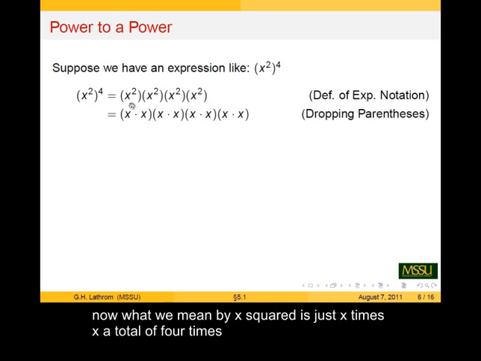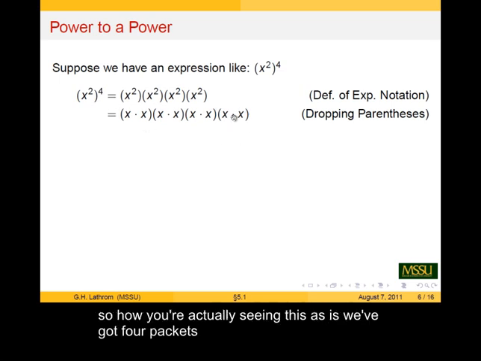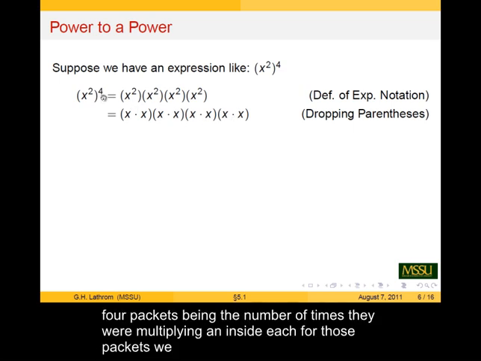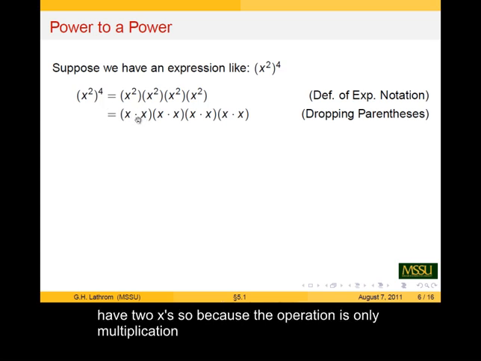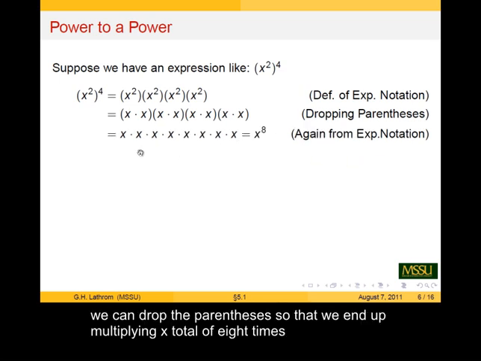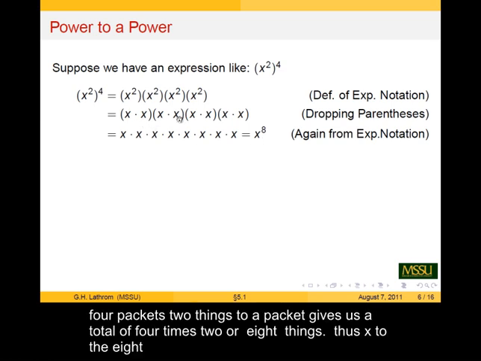Now, what we mean by x squared is just x times x. X times x, x times x, x times x. So how you're actually seeing this is we've got 4 packets, 4 packets being the number of times that we're multiplying, and inside each one of those packets we have 2 x's. So because the operation is only multiplication, we can drop the exponent, we can drop the parentheses, so that we end up multiplying a total of 8 times. 4 packets, 2 things to a packet, gives us a total of 4 times 2, 8 x's.